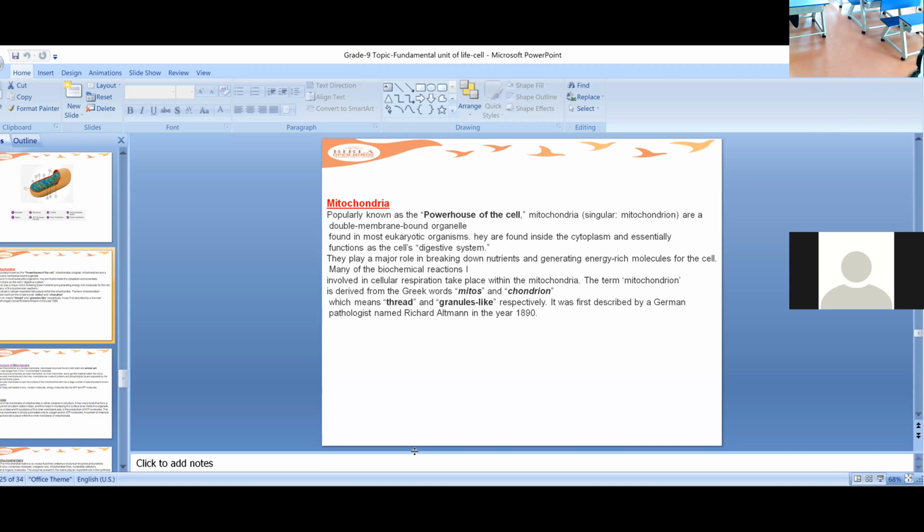So this mitochondria helps to break down the glucose molecules into a usable form of energy in the form of ATP, adenosine triphosphate. The term mitochondria is derived from the Greek words mitos and chondrion, which mean thread and granule-like. It was described by a German pathologist named Richard Altmann.